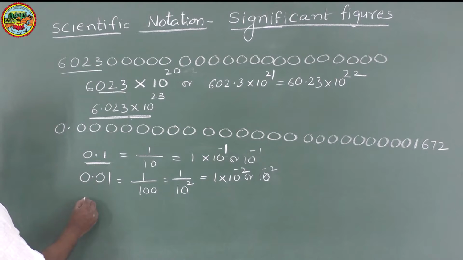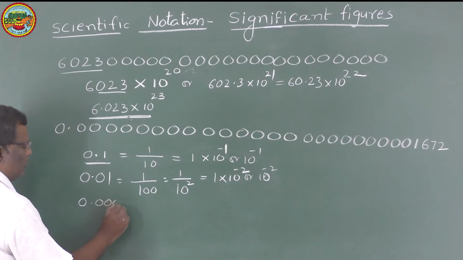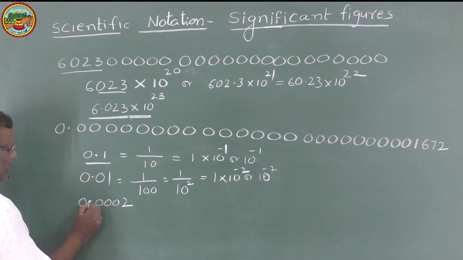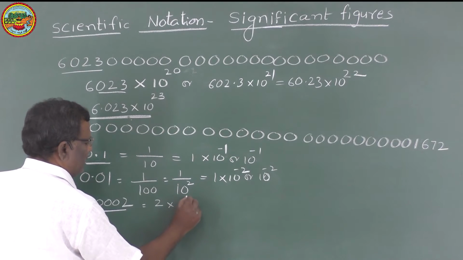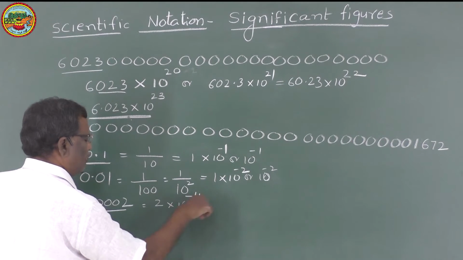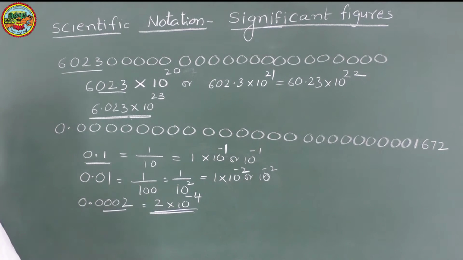Suppose for example, you have 0.002, how many digits are there? There are 4 digits, 3 zeros and 1 numeral. So this can be written as 2 into 10 to the power minus 4. If 4 digits are there, you have to write like this. That means the total number of digits after the decimal is the power.